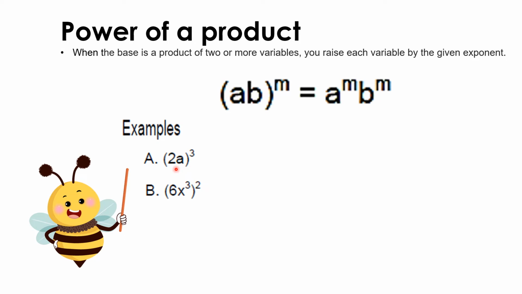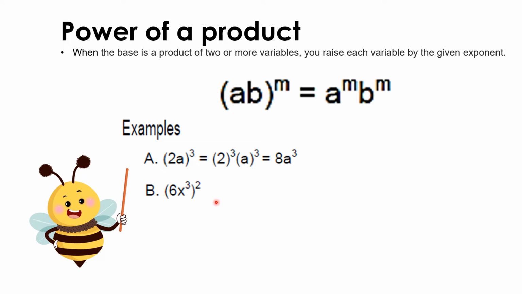The first example is 2a raised to 3. That would give us 2 raised to 3 times a raised to 3. So 2 will also be raised to 3 because it is inside the open and close parenthesis. Therefore, 2 times 2 times 2 would give us 8. A cubed will give us a cubed, of course. So our final answer is 8a cubed.